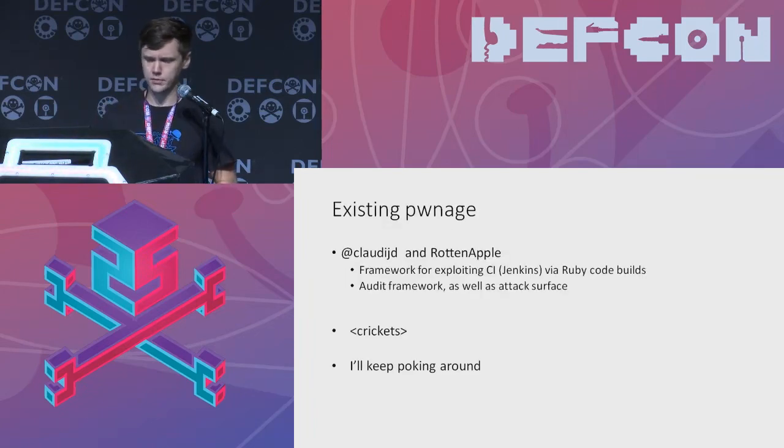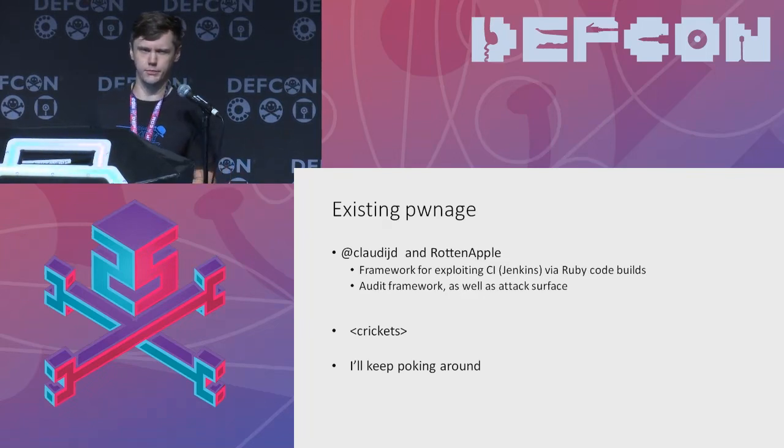So it turns out I was not the first to go down this avenue. Jonathan Claudius, I think he's now of Mozilla, came up with a tool 3 or 4 years ago called Rotten Apple, and it was really cool, and I drew a lot from it. It is a framework for exploiting CI. I think he focused on Jenkins through Ruby code builds.